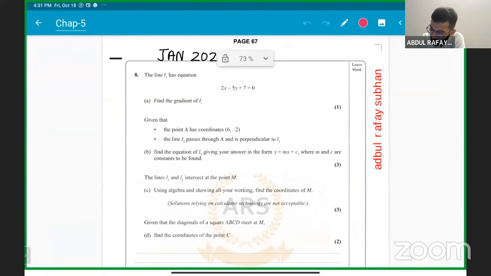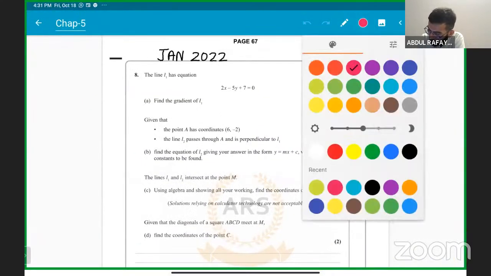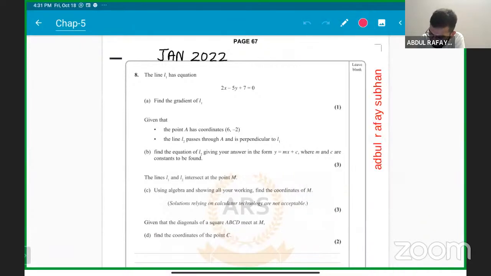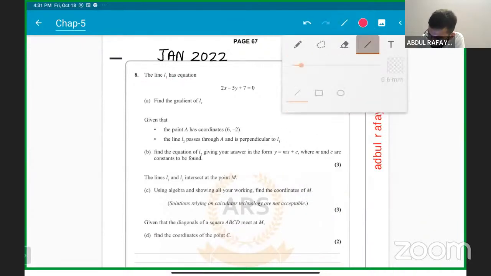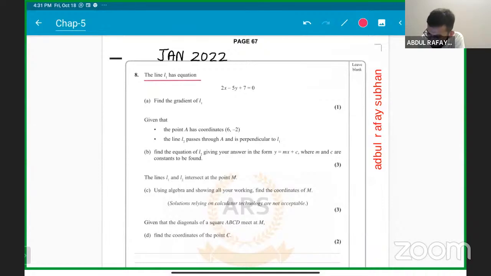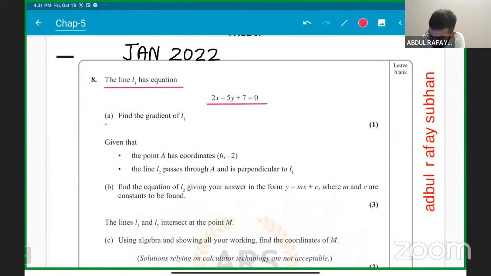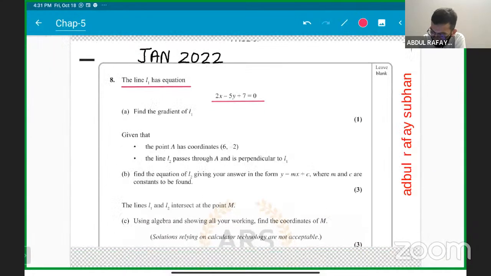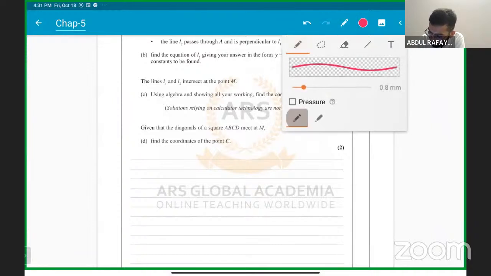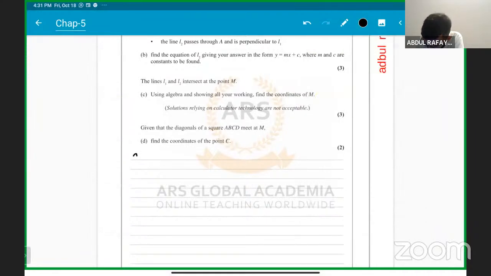So what we have is basically the line. Let's start working on the line. L1 has the equation. There is a line L1 which has the equation 2x minus 5y plus 7 is equals to 0. For 1 mark, you have to find the gradient of line L1, a very simple basic concept, students.